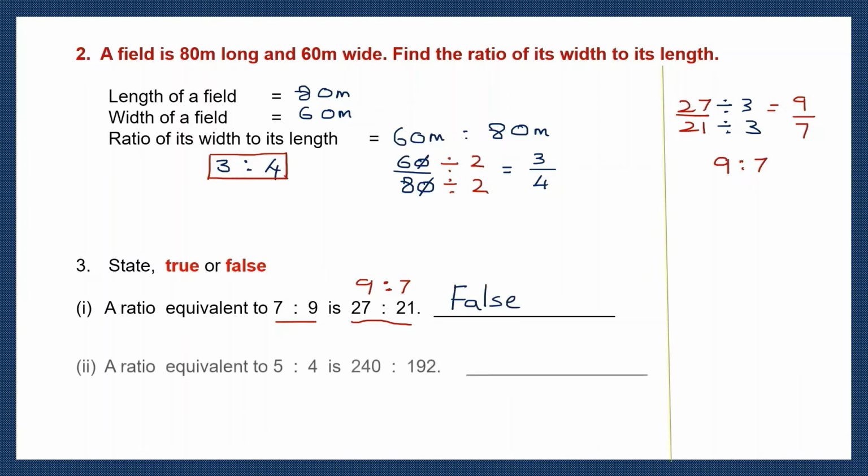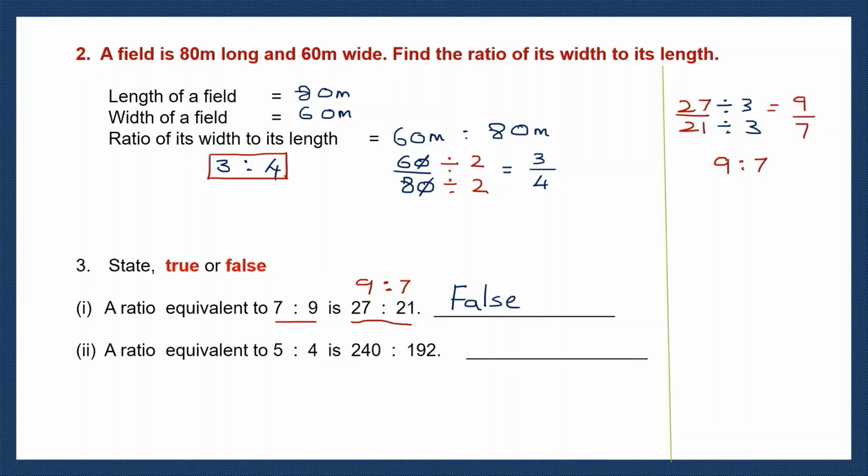Let's go to the second one. A ratio equivalent to 5:4 is 240:192. So the first ratio is reduced to the lowest term. Let's reduce the second one to the lowest term and see whether they are equivalent. First step, you write it as a fraction. Now we're going to reduce both to the lowest term by dividing both by the same common factor. We'll take 12 here. Let's divide both by 12.